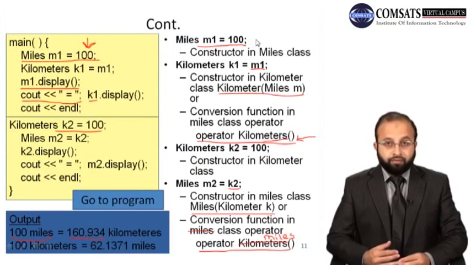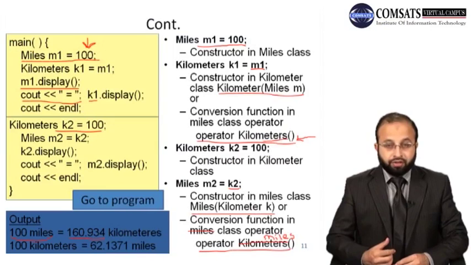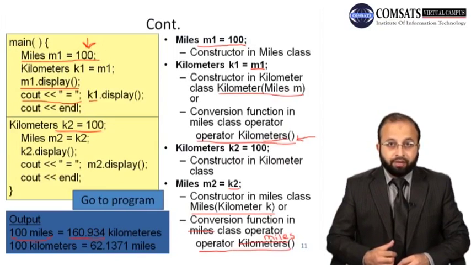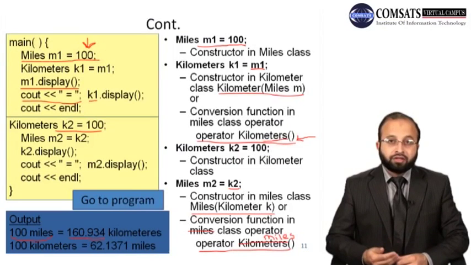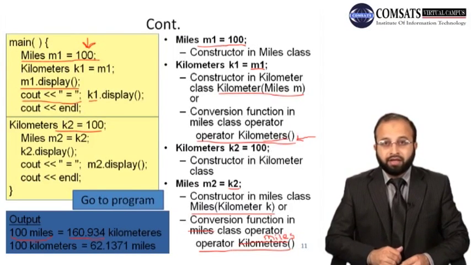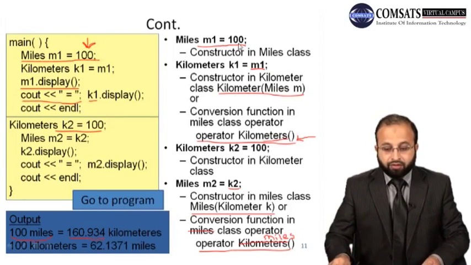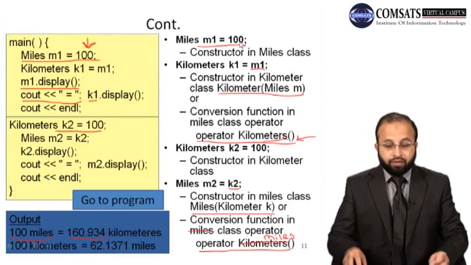So it depends upon you whether you provide the conversion function or you provide the constructor, by passing that object on the right side of the equal sign or that primitive type that appears on the right side of that equal sign. For example, 100 pass होगा इसके miles class के constructor को. It depends upon how you write it, right?